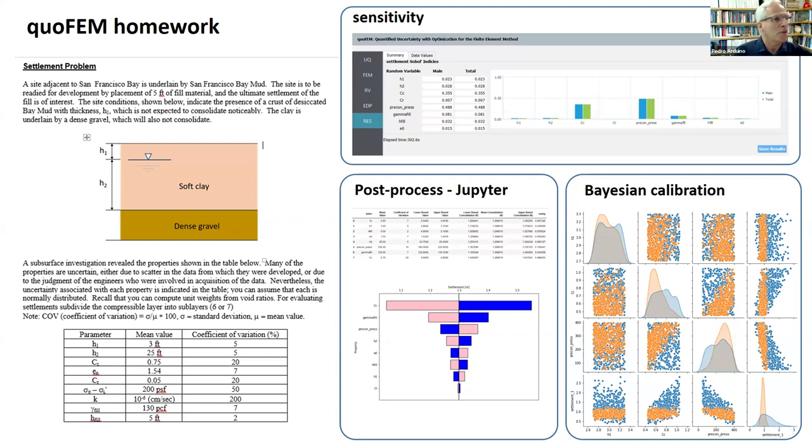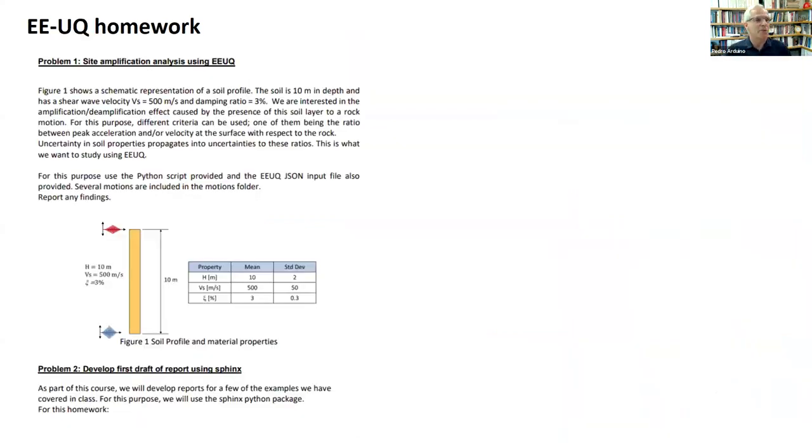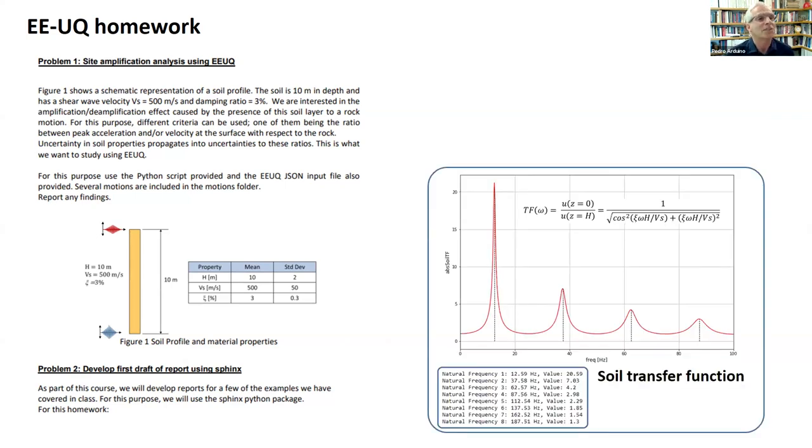Second problem, let's get out of QFM, and now let's go to EEUQ. For EEUQ, I wanted to deal with, again, a simple problem the students were familiar with, and we look at site amplification. So you have an input at the bottom of a soil profile, the waves propagate through the soil, and then you have the outcome, the output, which is the surface motion. For analyzing that, what you have to understand is transfer functions, something very well known. Very easy to do, particularly for a uniform soil profile. You have a very simple equation that you can use for that.